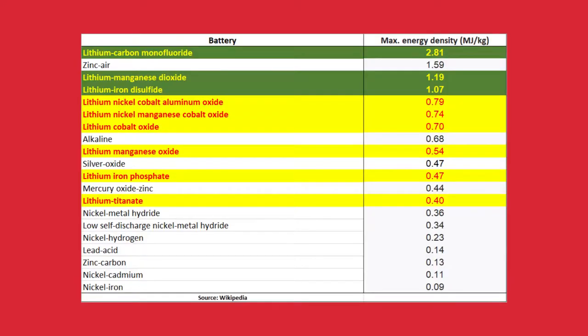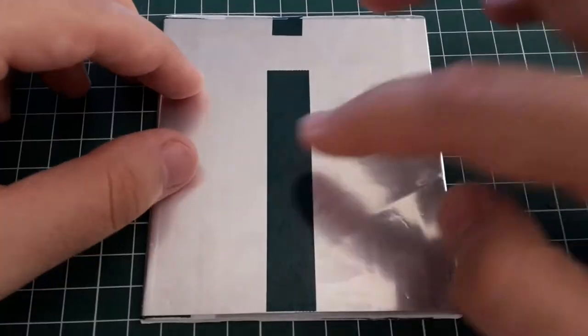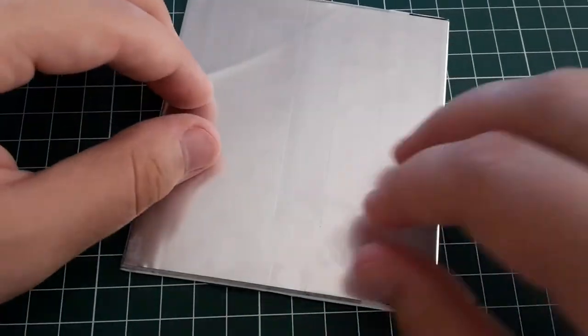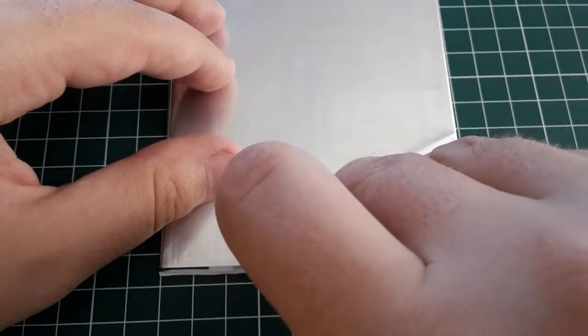If you are interested in how much energy you can store in lithium-ion batteries, here is a chart. Rechargeable lithium-ion batteries are in yellow and disposable lithium-ion batteries are in green. So as you can see, lithium-ion batteries lead nowadays, and this sticky tape is the last thing I have to remove to get into the battery.